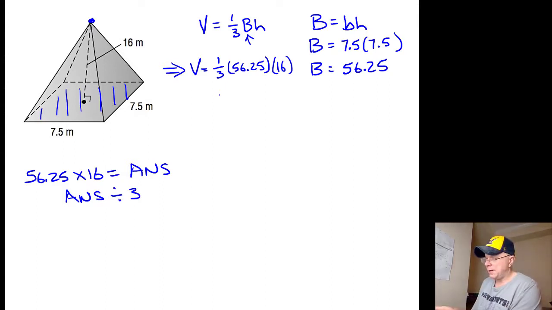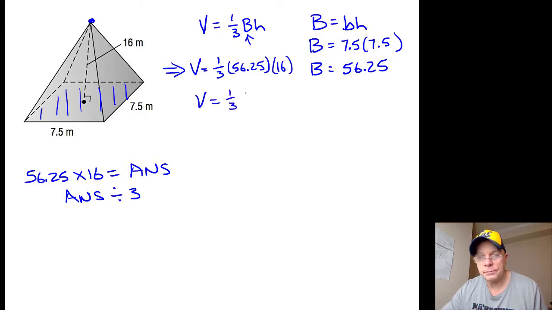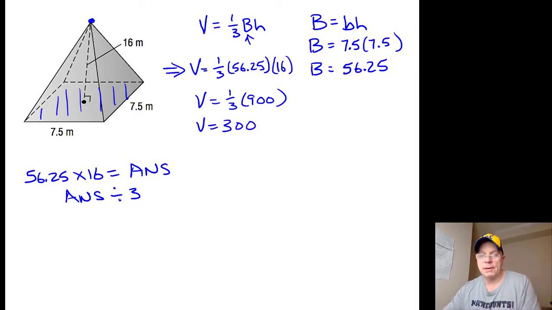So on my calculator I'm doing 56.25 times 16. I get 900. Well, that's nice. That's an easy number to third. I mean, I wouldn't need a calculator for this. I know 900 divided by 3 is 300. But on the harder problems, if this was not as friendly a number, not a multiple of 3, I would just divide by 3 on my calculator.